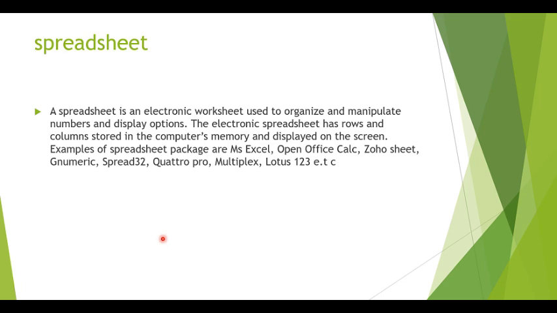Now we have another one, which is Open Office Calc. We have Zoho Sheet, Gnumeric, Spread32, Quadrant Pro, Multiplan, Lotus. We have Lotus 1-2-3. Then the one from Google Corporation that you work on online is Google Sheets. So those are examples of spreadsheet packages.